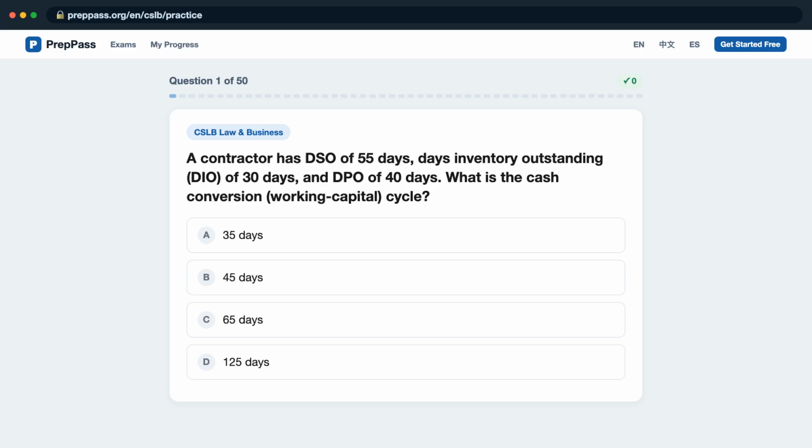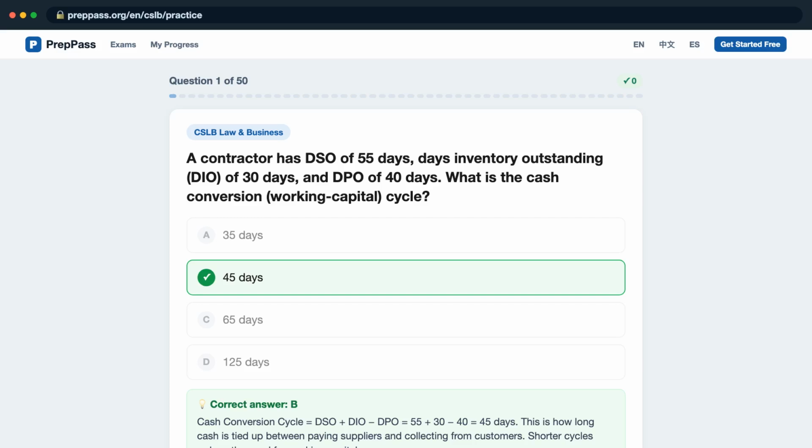Question 1. A contractor has DSO of 55 days, days inventory outstanding, DIO, of 30 days, and DPO of 40 days. What is the cash conversion, working capital, cycle? Is it A, 35 days? B, 45 days? C, 65 days? D, 125 days? The correct answer is B.